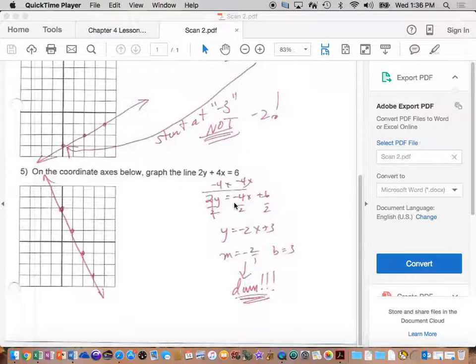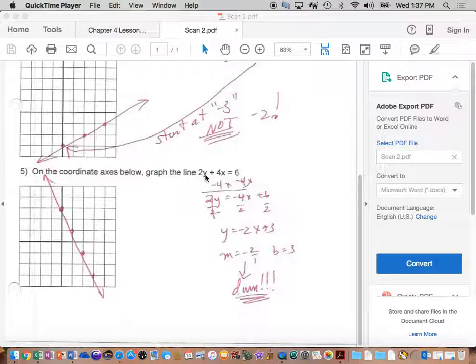And now this one gave us a lot harder time because, again, about half of you are not always remembering to put it in y equals form. So first you have to subtract the 4x, then you need to divide by 2, like in number 3. Y equals -2x plus 3. The slope is -2 over 1. The y-intercept is 3. A number of people went up instead of down because they saw the plus 4 here.